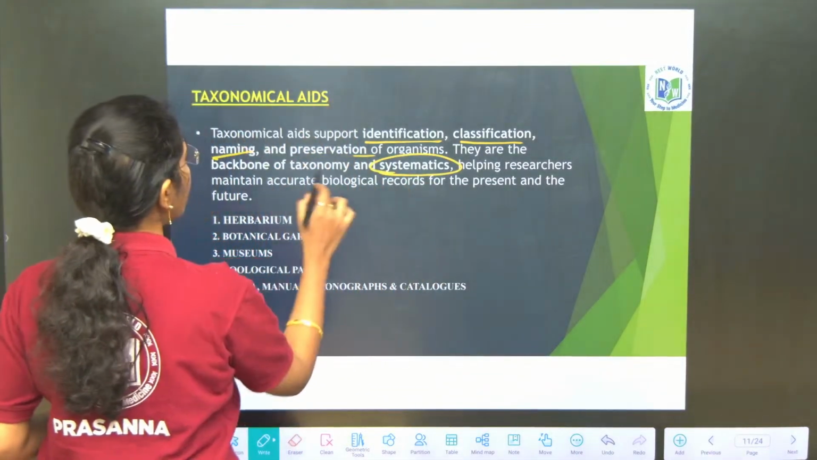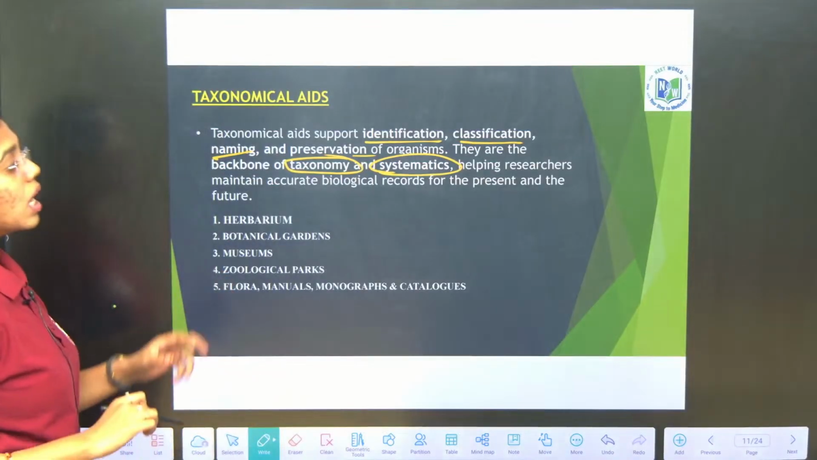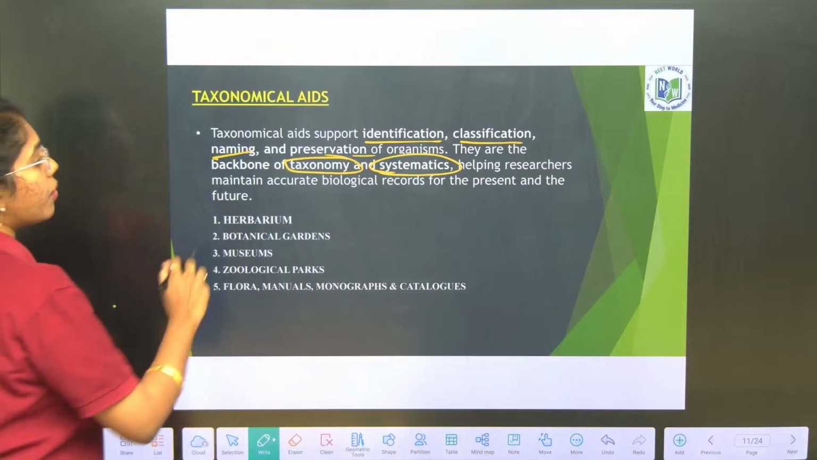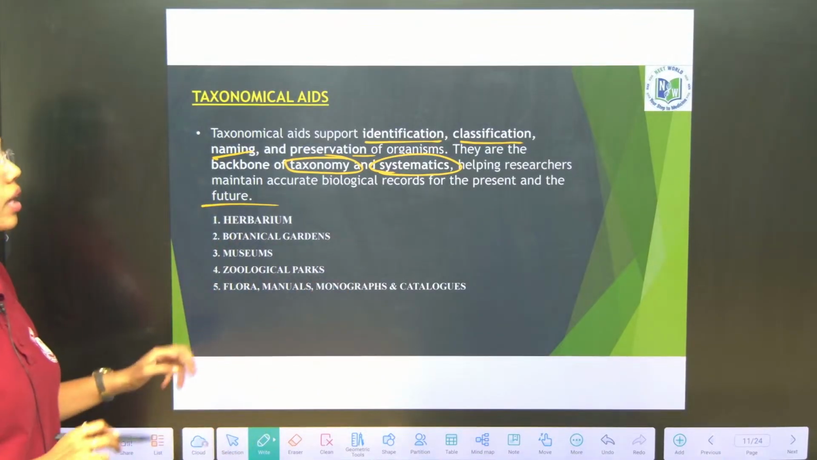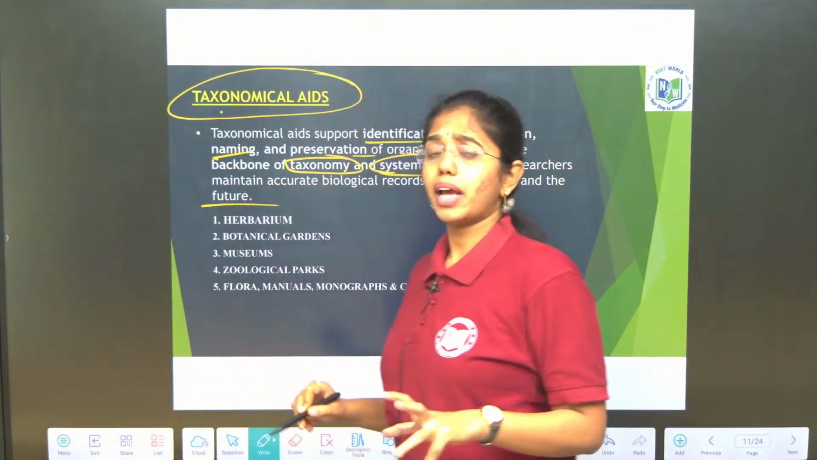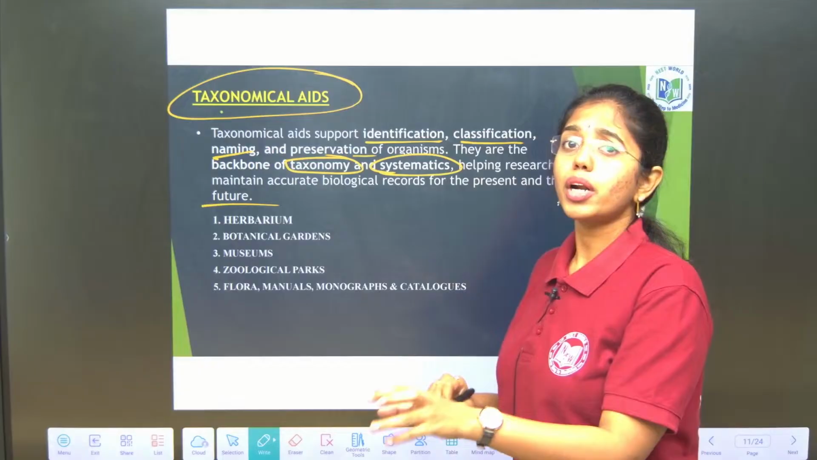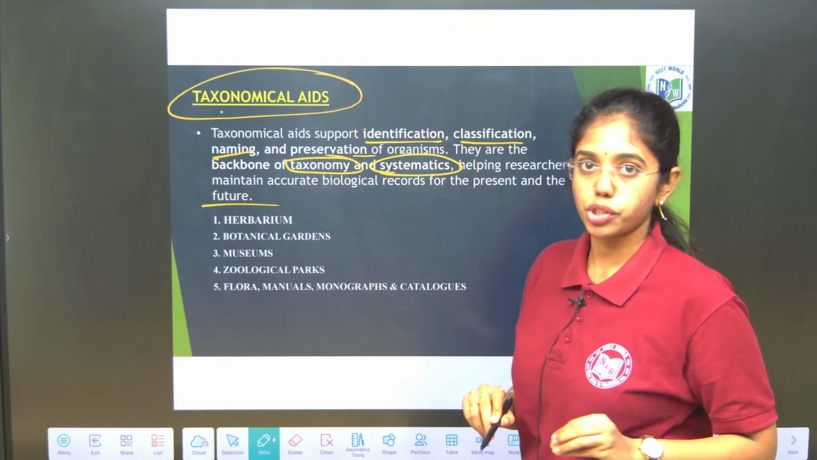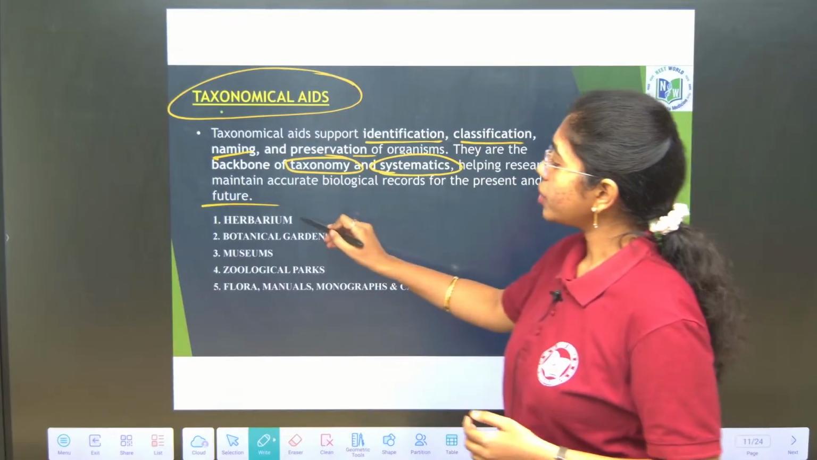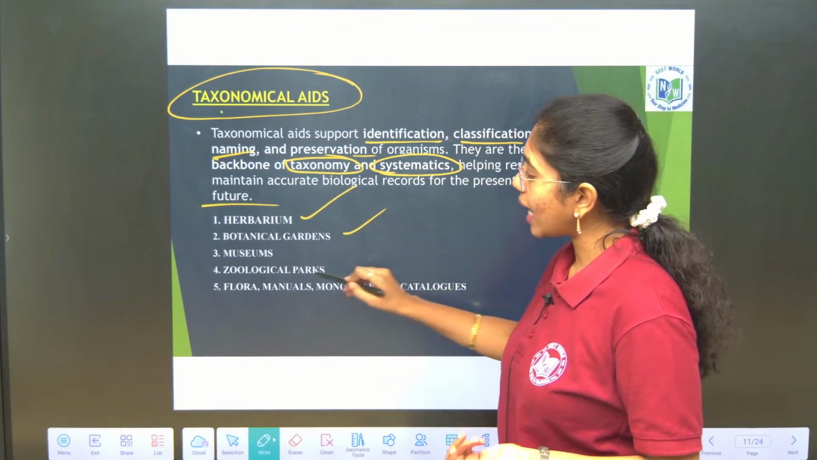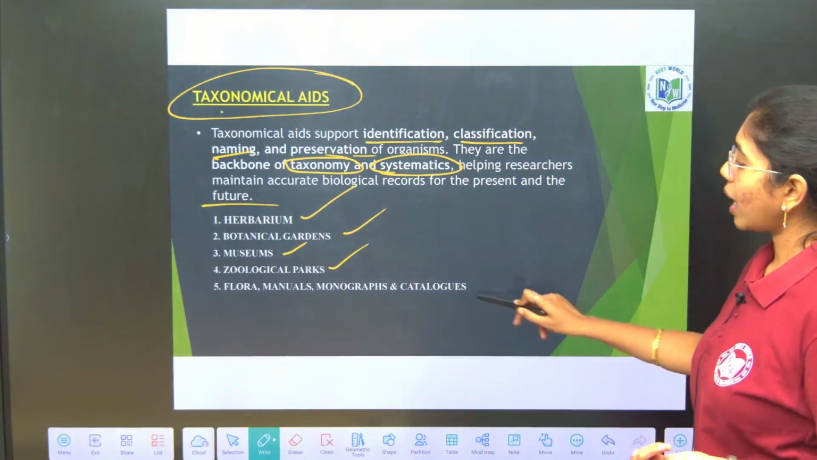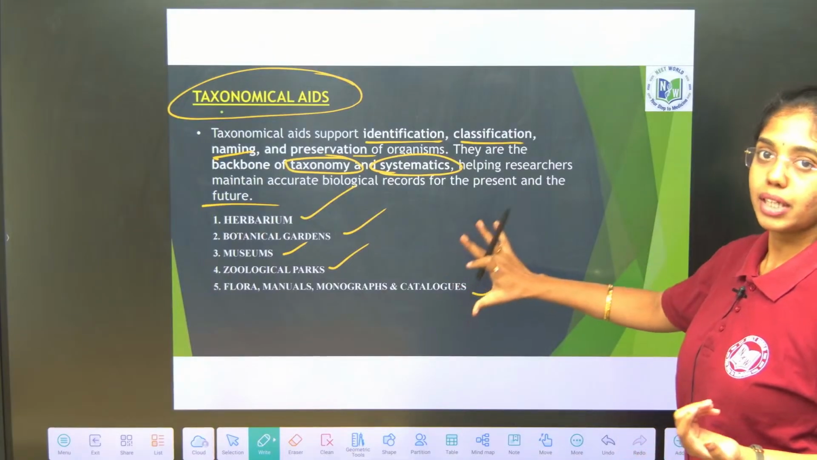They are backbone for taxonomy and systematics. They help researchers in maintaining accurate biological records for the present and future. Taxonomic aids are very important to preserve the biodiversity, and it is majorly important for identification of species. What are the different taxonomic aids that we use? First is herbarium, next botanical gardens, museum, zoological parks, flora, manuals, monographs and catalogs. These are different taxonomic aids.